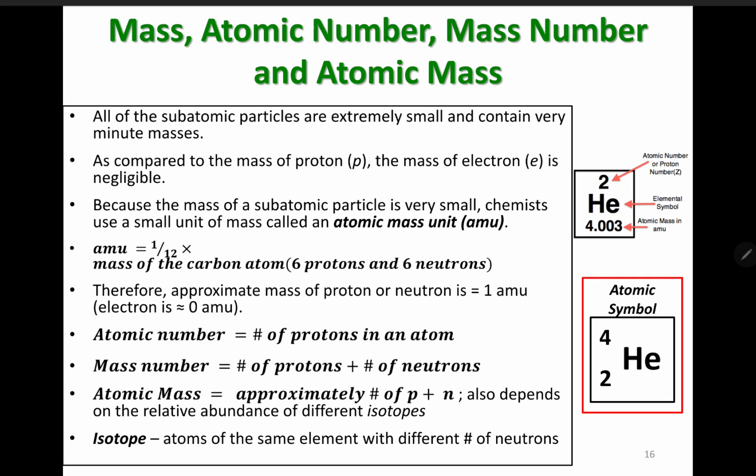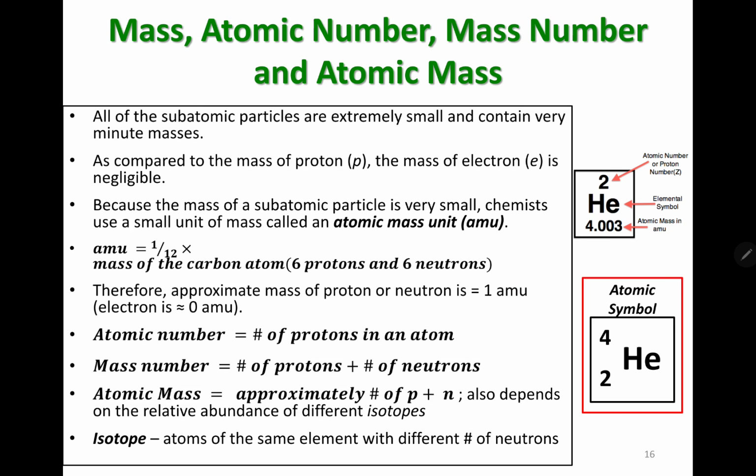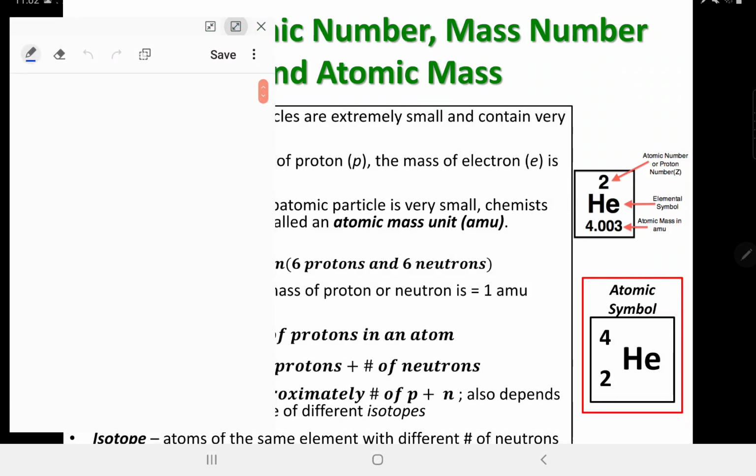Mass of a proton and mass of a neutron. So mass number only depends on the mass of a proton and the mass of a neutron, or in other words, the number of protons that you have and the number of neutrons that you have. These two numbers will basically give you the mass number. So let's talk about it in more detail.